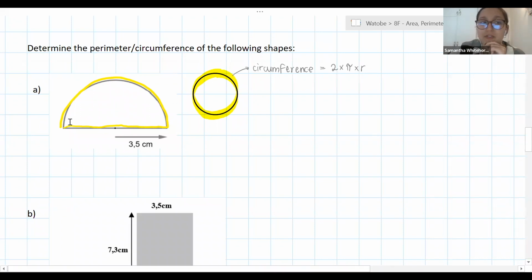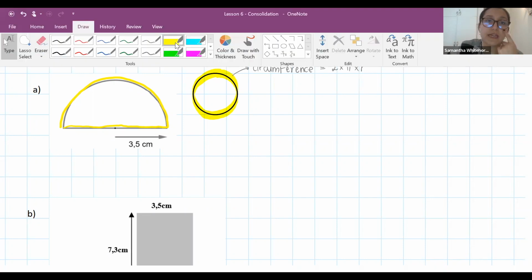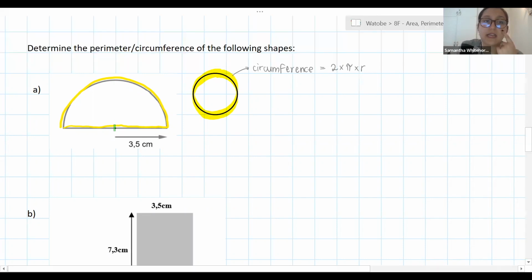So we need to be careful here. This isn't a full circle. This is only half a circle. So to work out the curved half, I would need to work out the circumference using this formula and then still divide it by 2. Just remember, r represents the radius. And the radius is always the length from the center of the circle to the circumference.